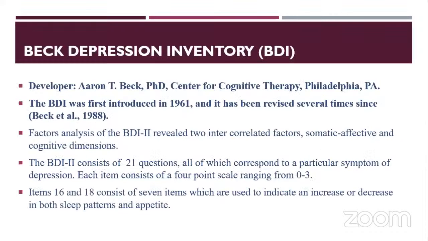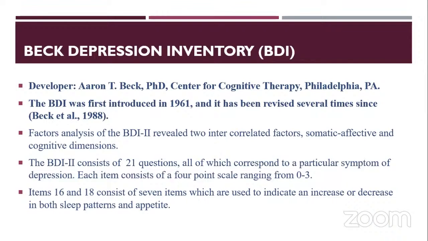We are operationally defining it. The developer is Aaron T. Beck, and it was first introduced in 1961. It was revised several times; first there was BDI-1, then it was revised and BDI-2 was released. In BDI-2, there are two intercorrelated factors, the somatic-affective and cognitive dimensions. It contains 21 questions, and each item consists of a 4-point scale, ranging from 0 to 3.